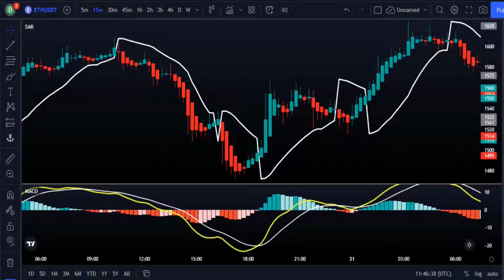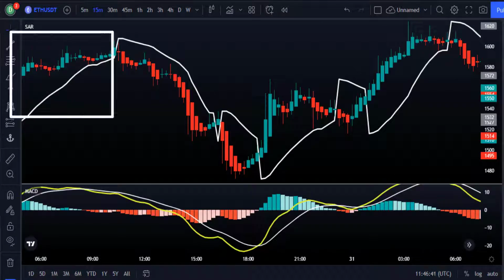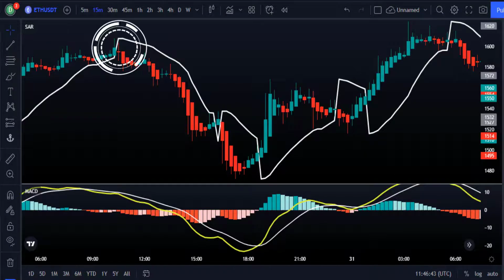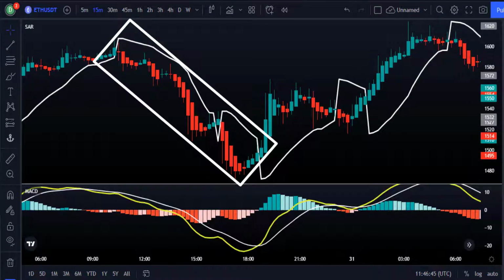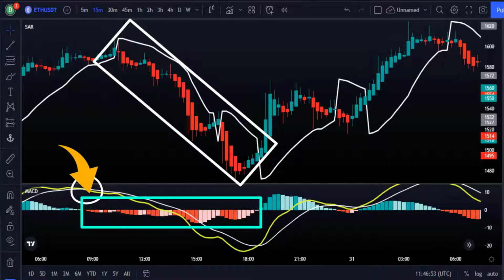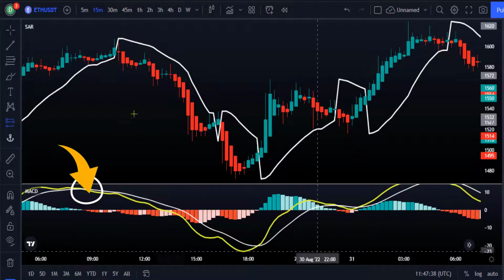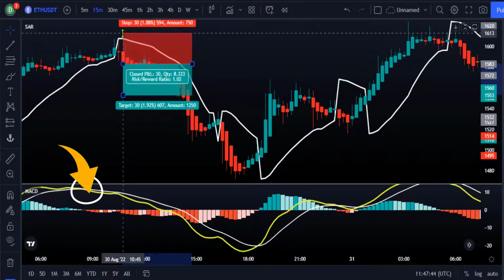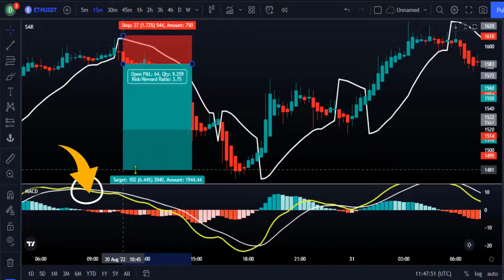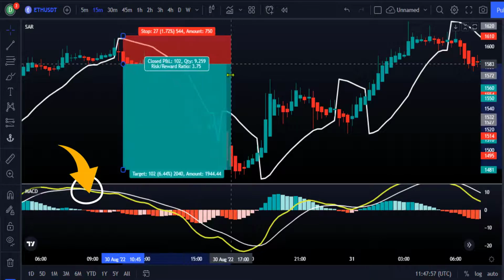Here is another example. You can see that the parabolic SAR was trading below the price before it passed over the price and started trading above the price, giving you a clear downtrend. Notice that the MACD line also crossed below the signal line to the downside, and the MACD histogram started to increase as well. Then you will take a short trade. You will set your stop loss above the parabolic SAR and set your profit target according to your risk to reward ratio.